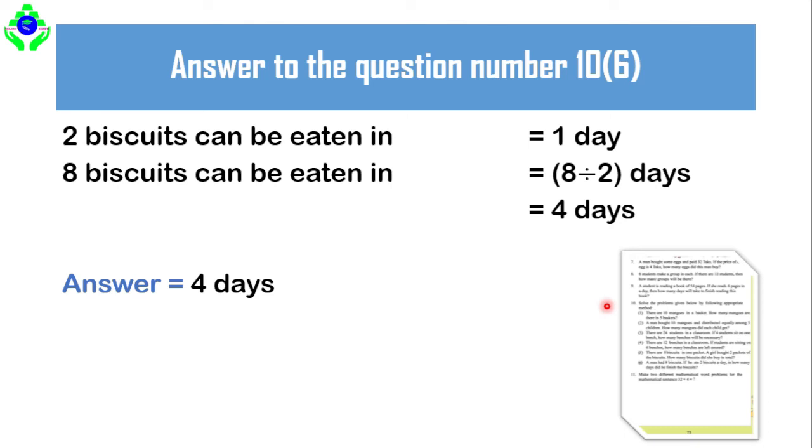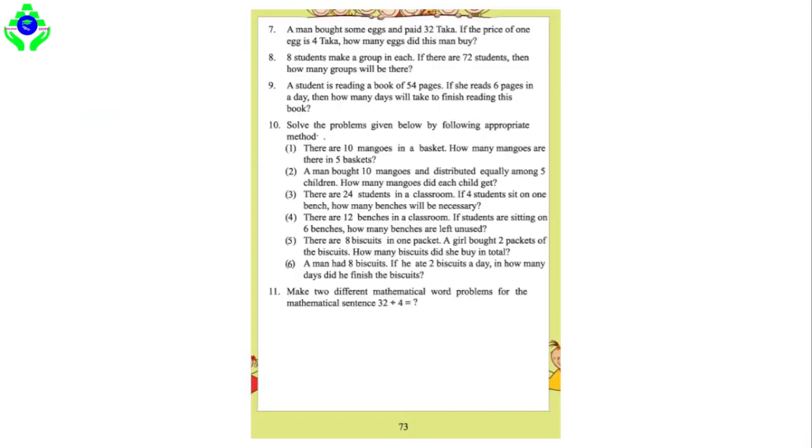Dear students, I hope you all were able to understand the question and the solution. Now, let's see the next question. It is like that: make 2 different mathematical word problems for the mathematical sentence 32 divided by 4. As you can see, from question number 7 to question number 10, the questions do not have a mathematical sentence given. Actually these are all mathematical sentences, but there is not a single mathematical equation.